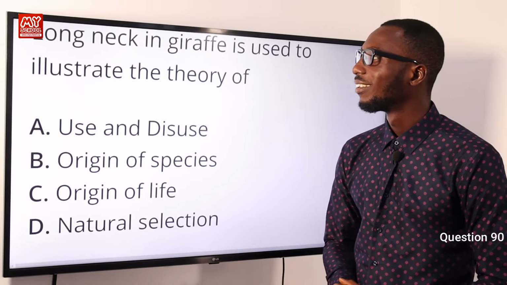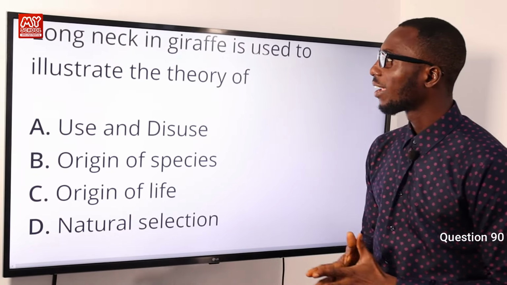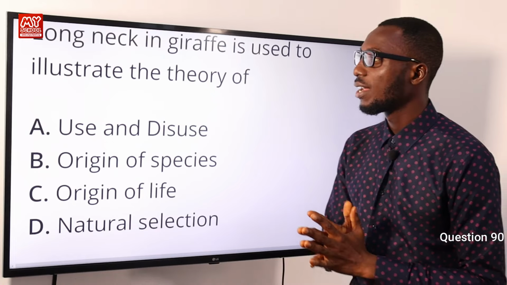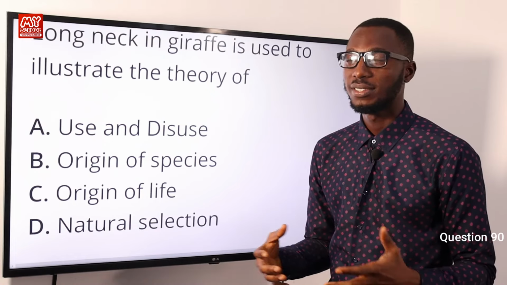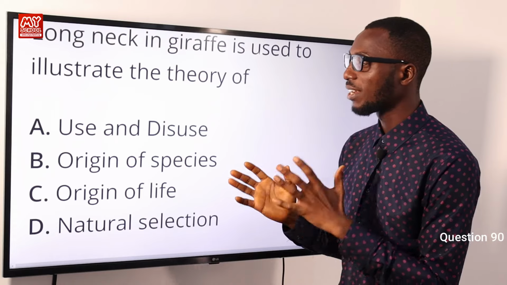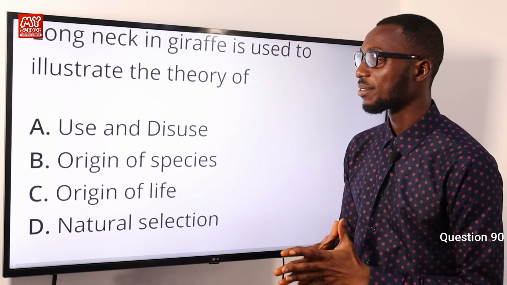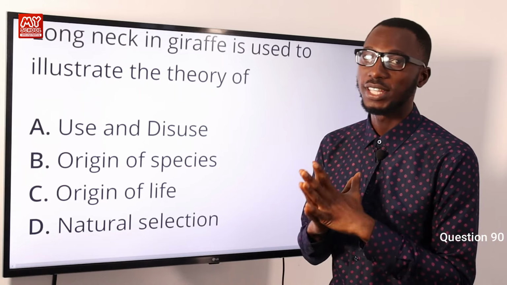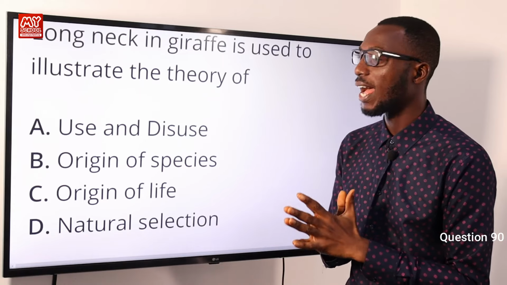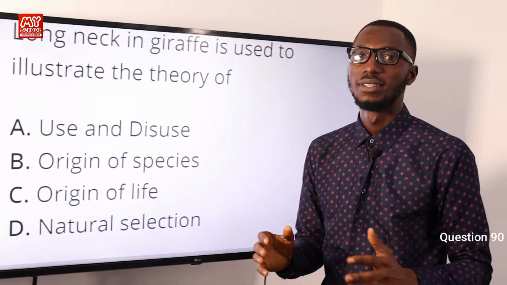Question 90. Long neck in giraffe is used to illustrate the theory of what? That's the theory of use and disuse, pushed forward by Jean Lamarck. So the correct option here is option A for use and disuse.